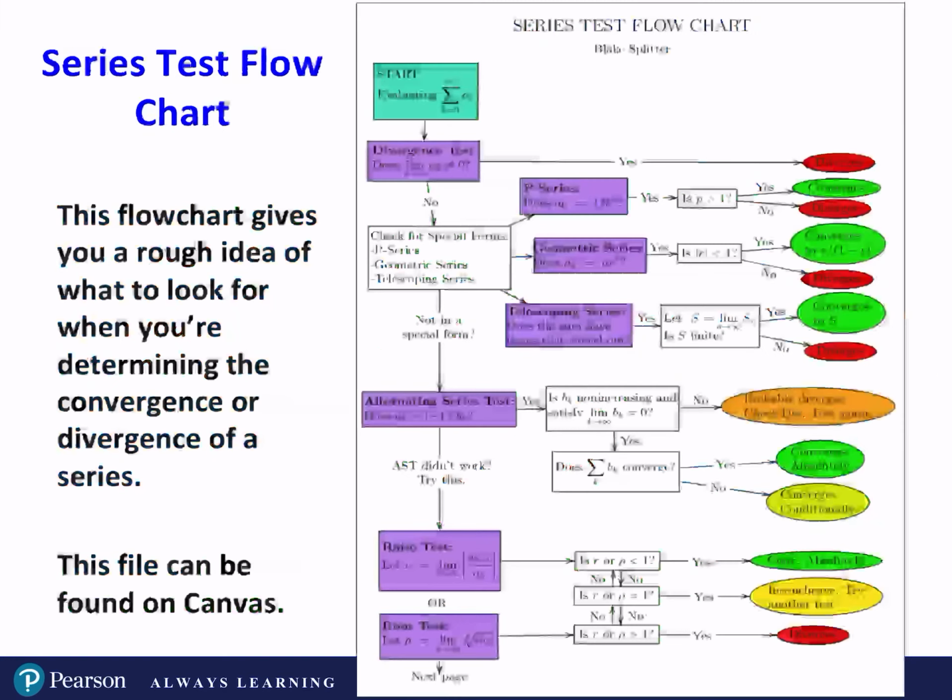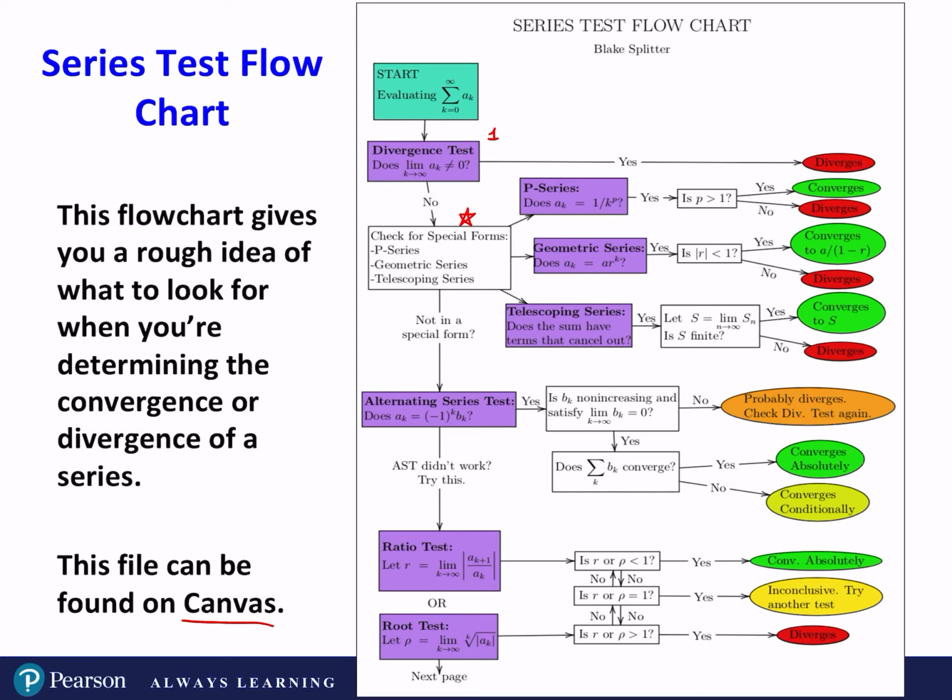So here, a couple of years ago, I made a series test flowchart that kind of gives you an idea on when you should use certain series. So let me just go over this briefly. You can find the full file for this thing on Canvas if it's difficult to read on the slides. The divergence test is the first thing you should always look for. If the limit is not 0, then it diverges. Then you should check for special forms, p-series, geometric series, telescoping series.